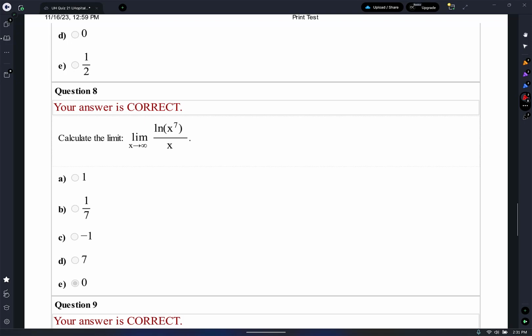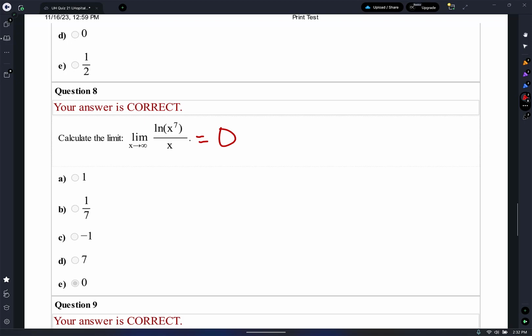All right, so here it is. Ready? All you got to do is ask yourself, what grows faster? Does ln of x grow faster or does x grow faster? X grows way faster than ln. Way faster. Ln, as a matter of fact, grows real slow. So if the bottom grows faster than the top, what is this limit going to be? Yeah, 0.